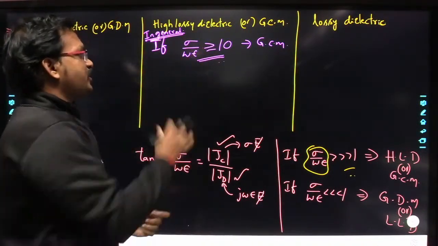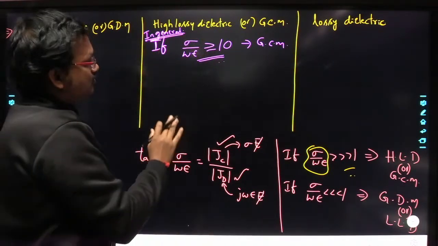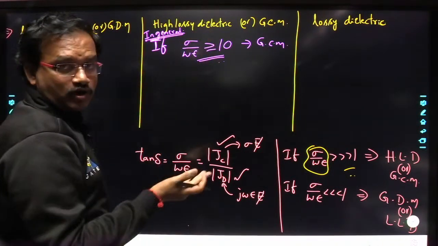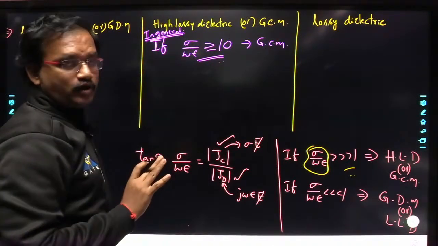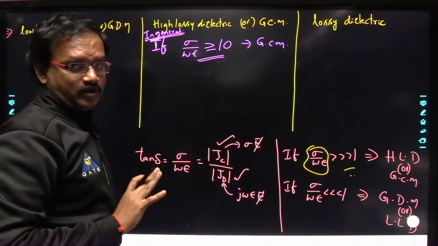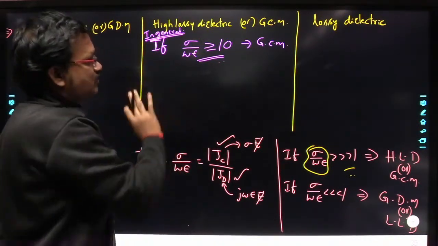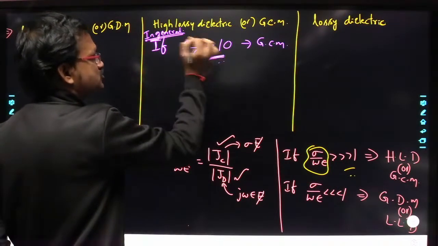So which means here the conduction currents in this medium are greater than or equal to 10 times that of displacement currents. In that case we are going to treat the medium as a good conducting medium. If they have not mentioned anything about this sigma by omega epsilon ratio, then by default we are going to treat it this way.